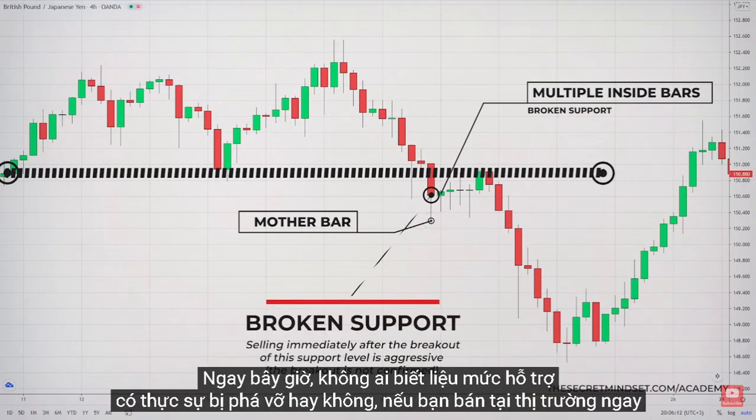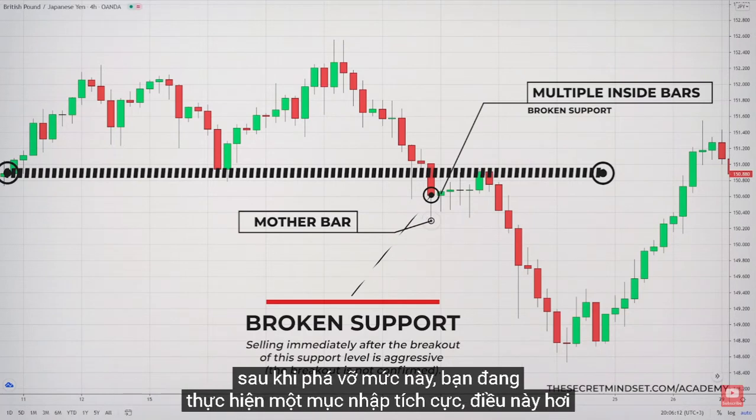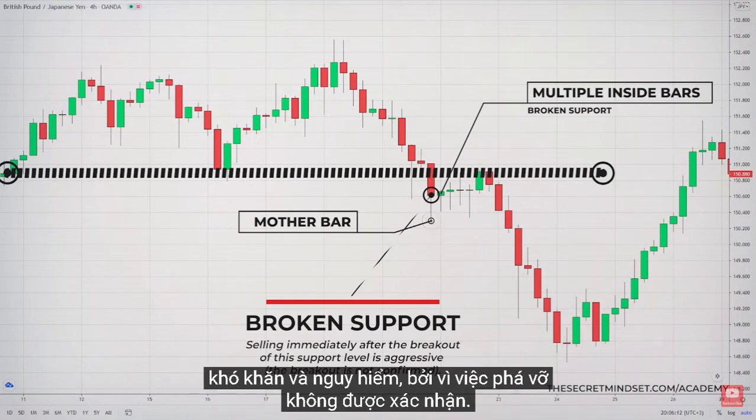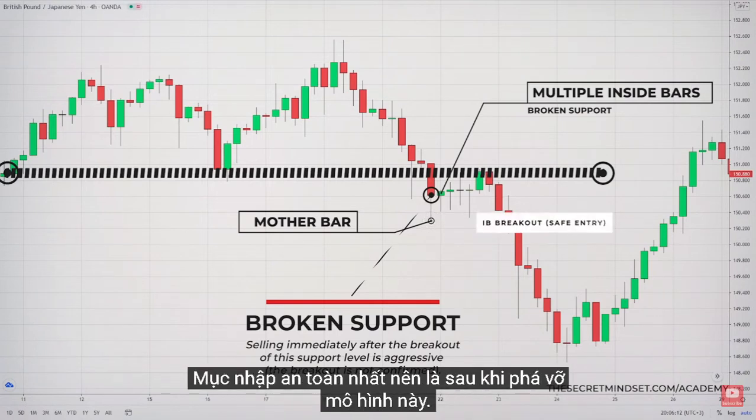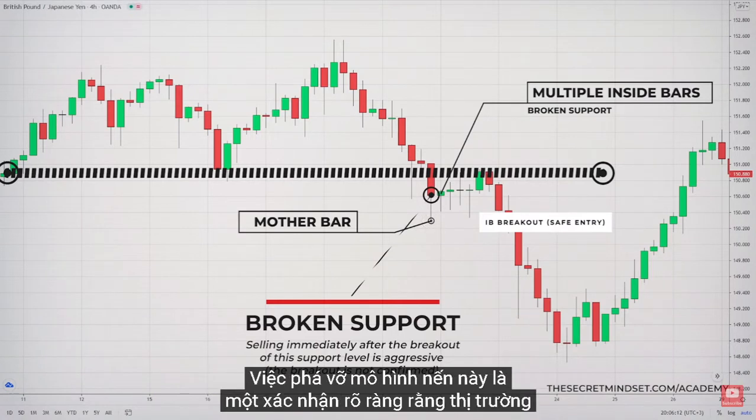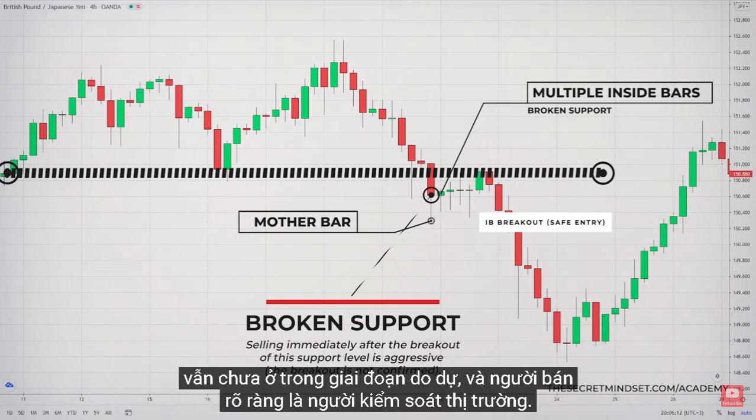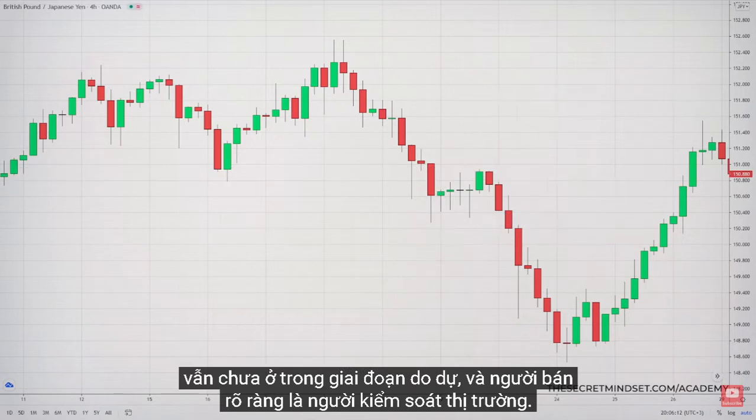Right now, no one knows if the support level is really broken, and if you sell at the market immediately after the breakout of this level, you are making an aggressive entry, which is tricky and dangerous, because the breakout is not confirmed. The safest entry should be after the breakout of this pattern. The breakout of this candlestick pattern is a clear confirmation that the market is not in an indecision period, and sellers are obviously in control of the market.